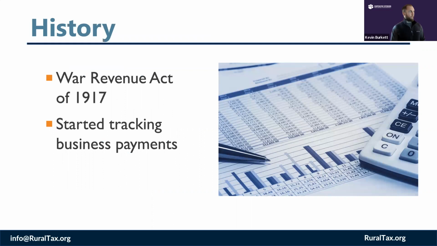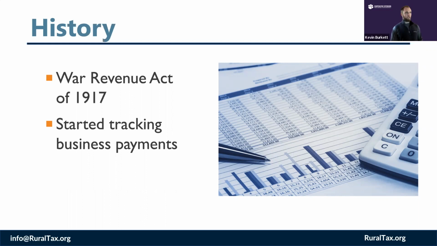So just a brief history lesson. The 1099 form has actually been around for quite a while. In 1917, this was the time when World War I was going on, and they were trying to raise revenue and raise funding for the war effort. And so they had passed the War Revenue Act of 1916, which increased revenues some, but then they came back the following year and passed the War Revenue Act of 1917.